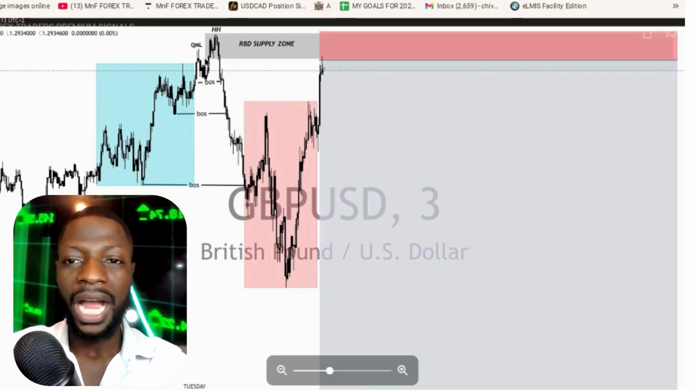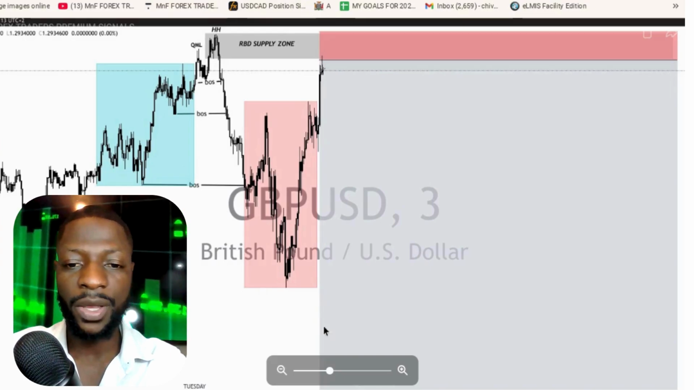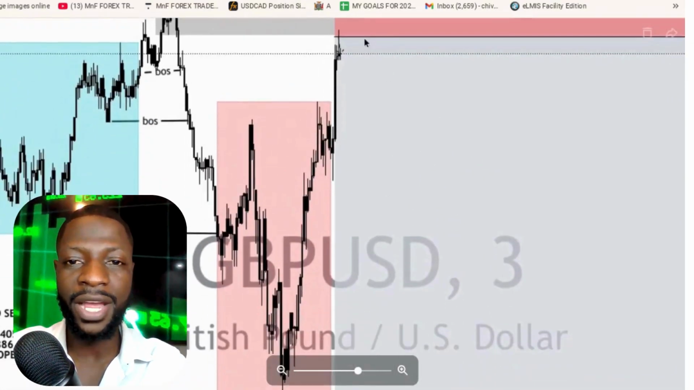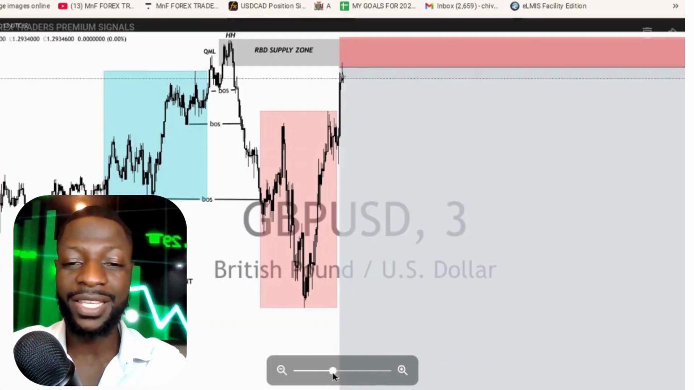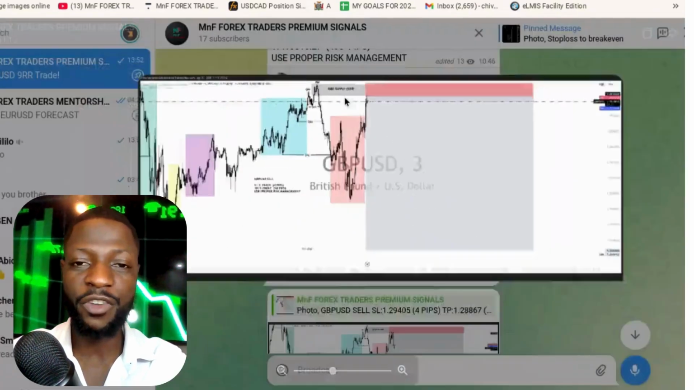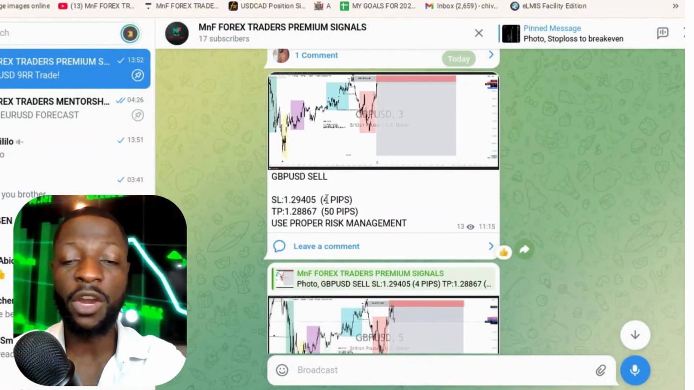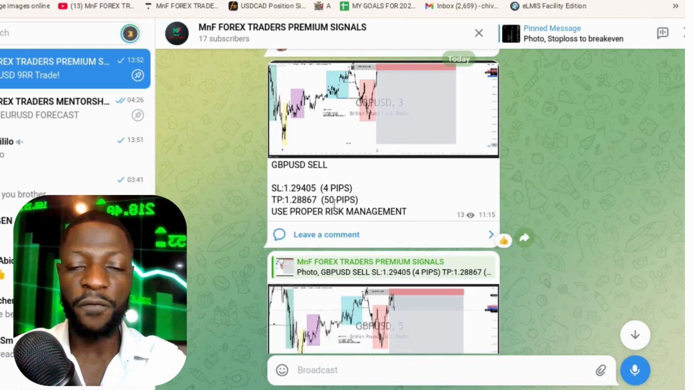So what did I do? I just waited for the market to come to this area. As you can see, the market was beautifully reacting from my zone right here, and when I saw that, I had to use my aggressive entry. I entered this particular trade right here, risking 4 pips and a target of 50 pips.